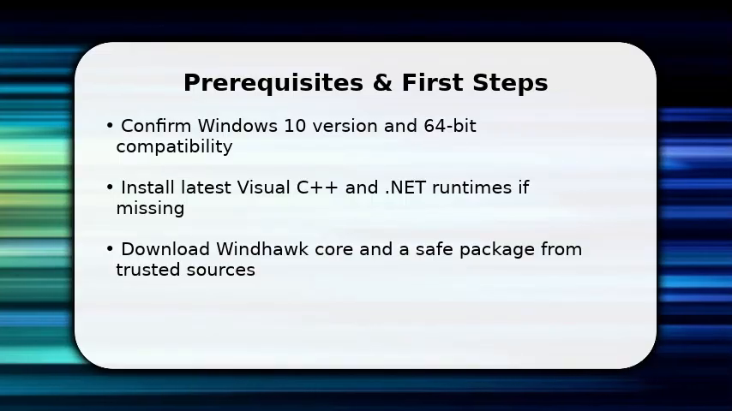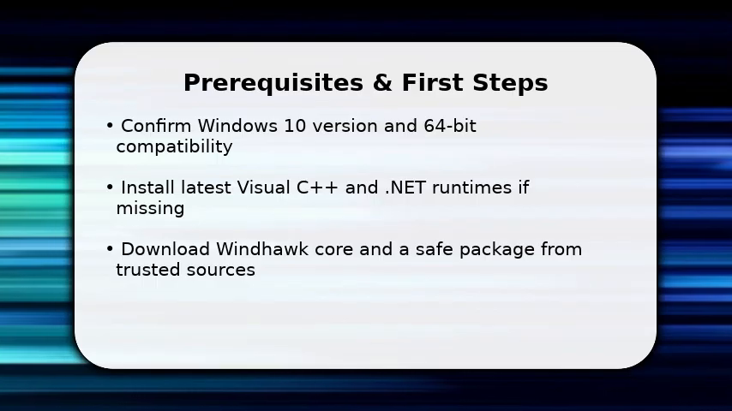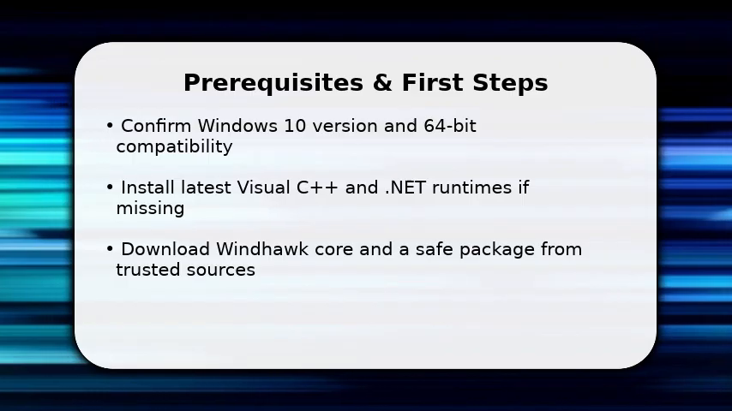You start by verifying your Windows 10 build and whether it's 64-bit. Windhawk works best on recent builds. Once done, make sure Visual C++ redistributables and .NET runtimes are installed so plugins can run. Next, download the Windhawk Core app and one package you need. Choose a stable package to reduce conflicts.